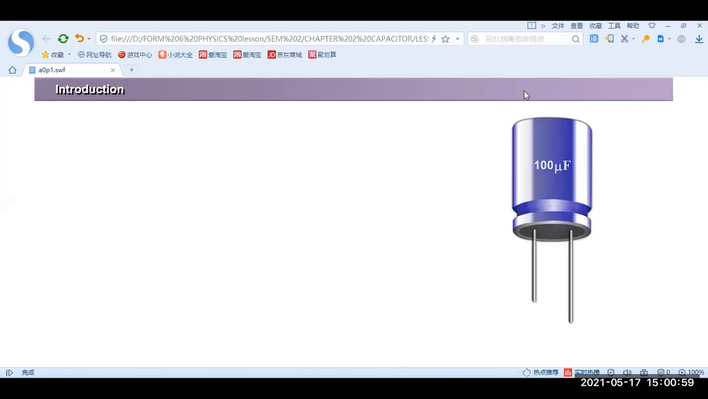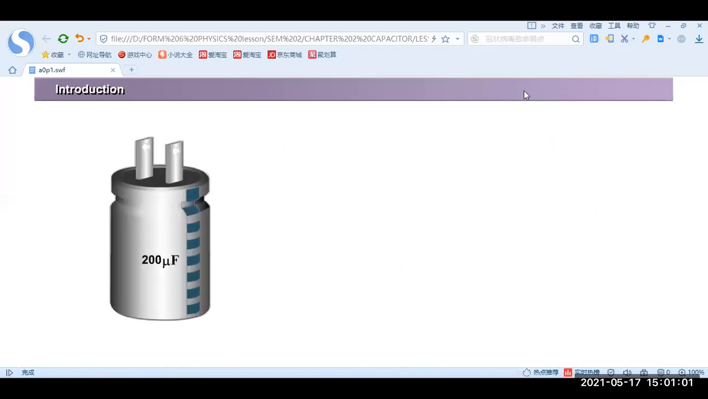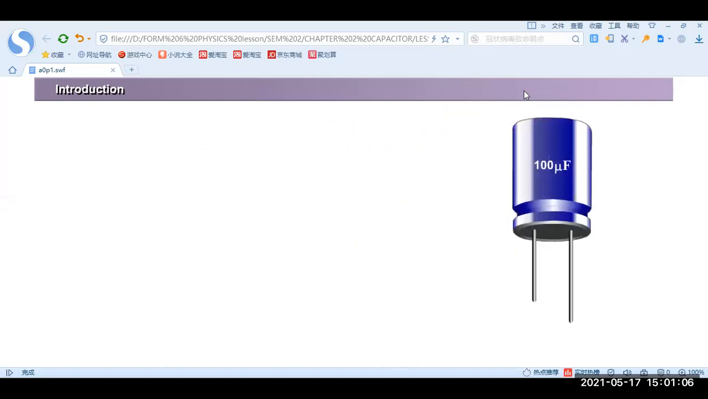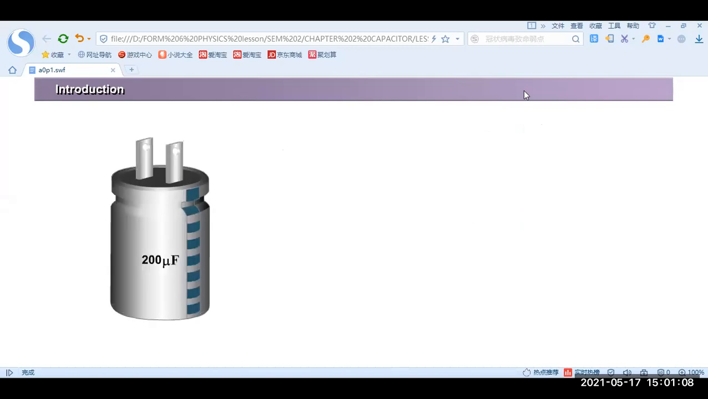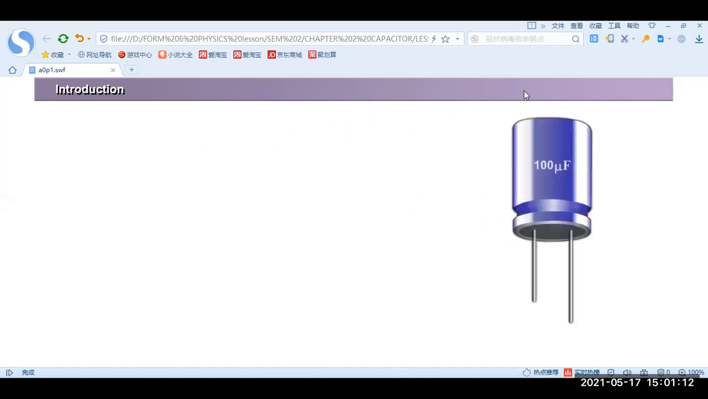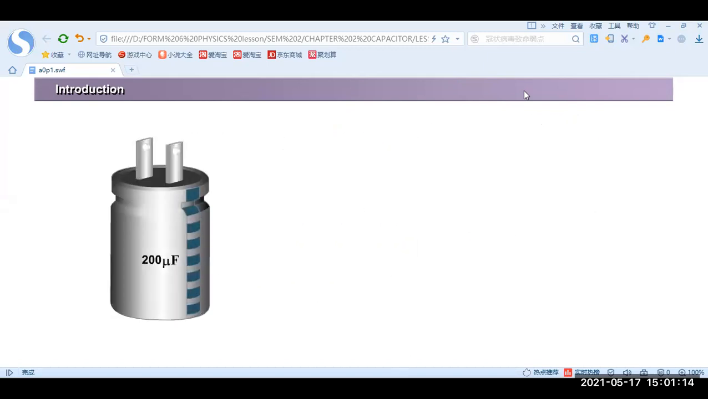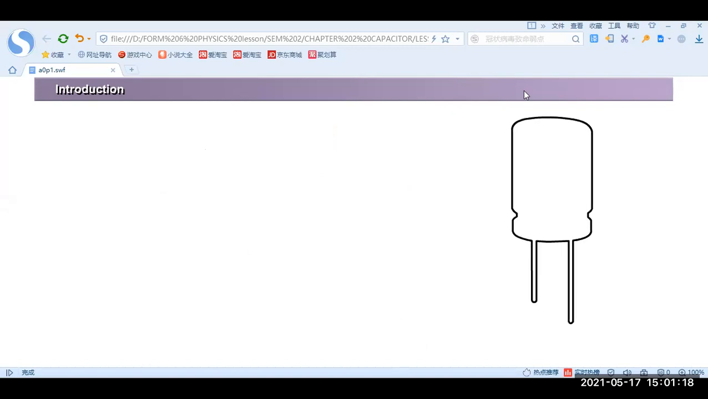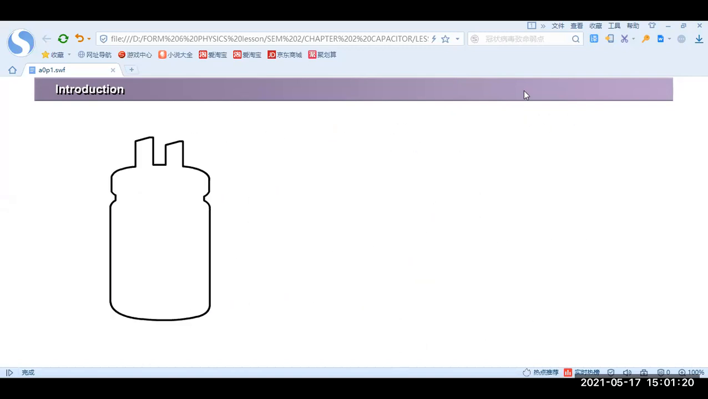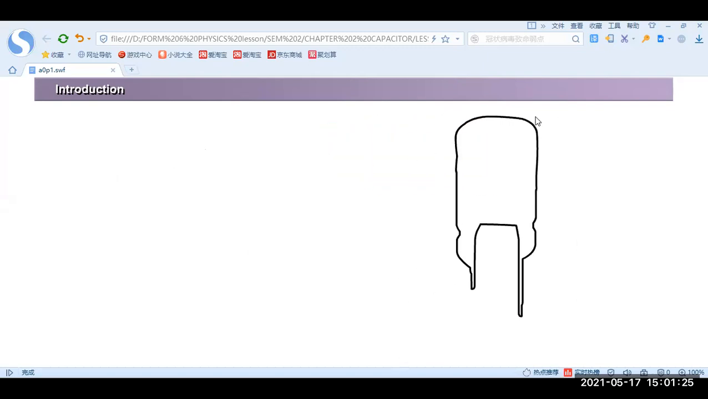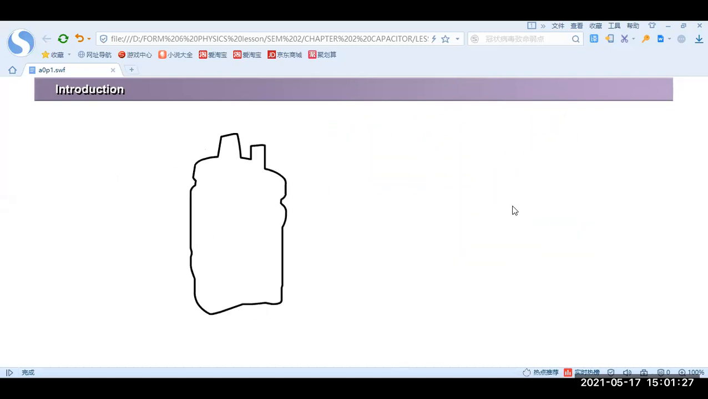Ladies and gentlemen, let's go to the introduction of the lesson. In the slide, we can notice that there are various types of capacitor. This device is used to store charge. And today, we will learn more about this device, that is the capacitor.